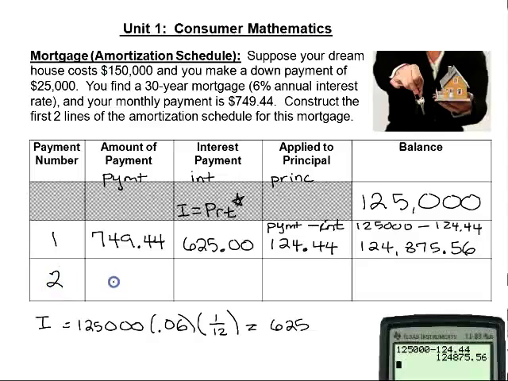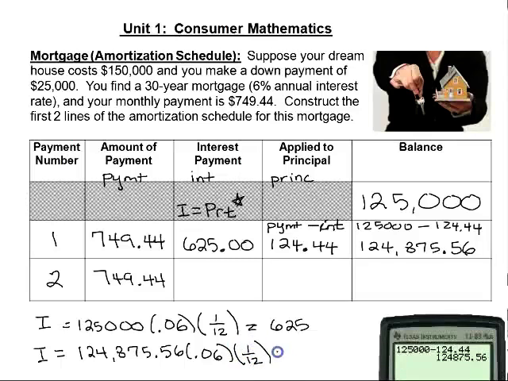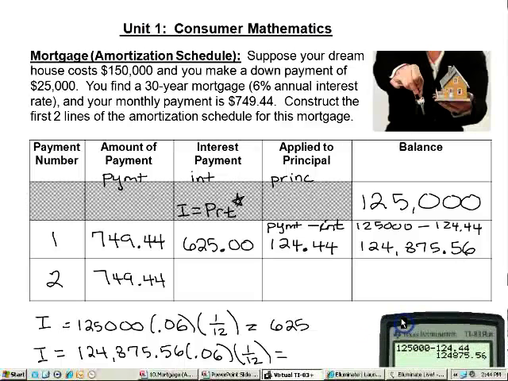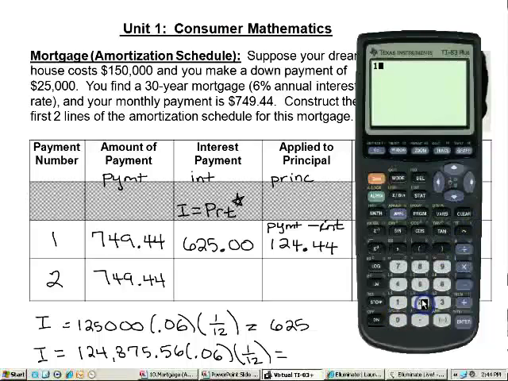Payment number 2. Our second payment is $749.44. We need to see how much of that payment goes toward interest. And again, the interest is the principal times the rate times the time, but our principal now is the new balance, $124,875.56. That's our principal now as we're calculating interest on the second payment. We multiply that by our interest rate, 0.06, and then the time is 1/12 of a year. And that'll tell us how much of our second payment is going toward interest. So let's see what that's going to be. $124,875.56 times 0.06 times 1/12.